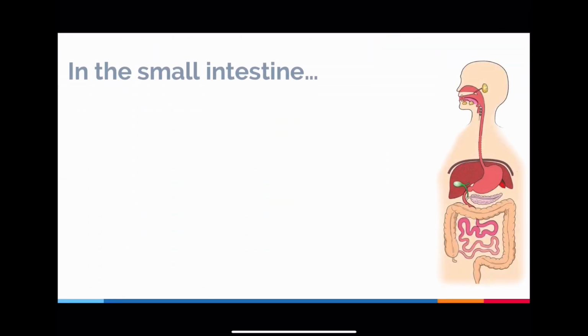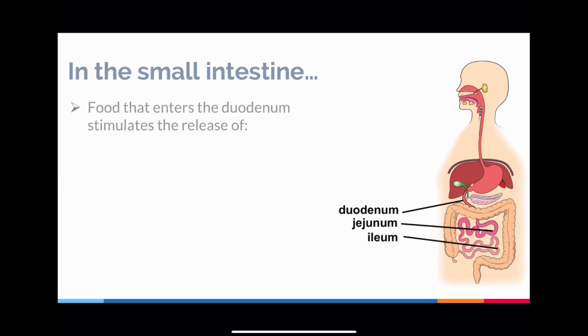Now, the small intestine is not an easy concept to understand because there are a lot of enzymes and a lot of different chemicals in it. So do take some time to understand how this process happens. First and foremost, just to recap, the small intestine consists of different parts: the duodenum at the front, the jejunum in the middle, as well as the ileum at the end. Now, food enters the duodenum and will stimulate the release of certain chemicals.